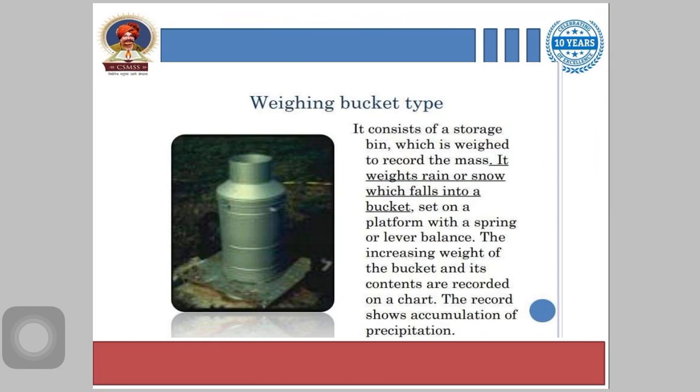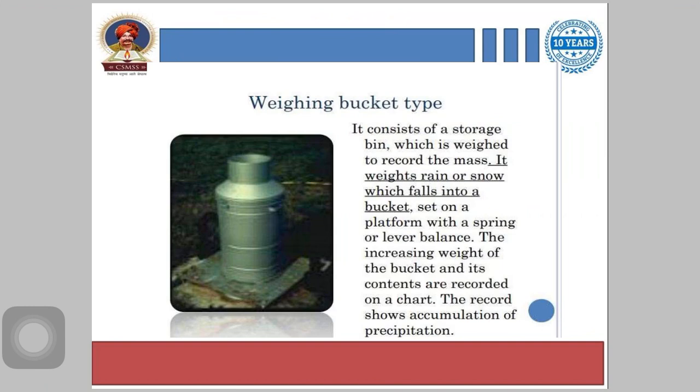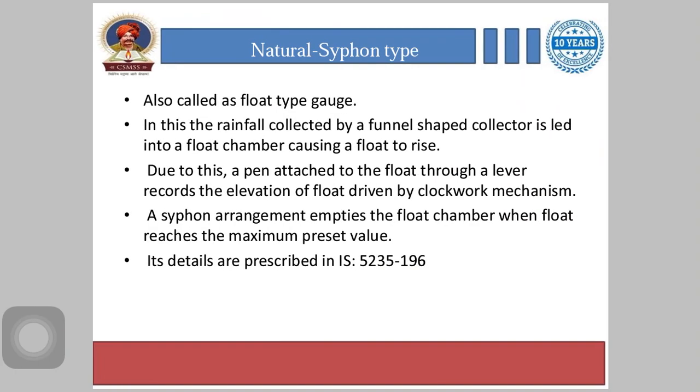This is the actual image of the weighing bucket type. It consists of a storage bin which is weighed to record the mass. It weighs rain or snow which falls into a bucket set on a platform with a spring or lever balance. The increasing weight of the bucket and its contents are recorded on a chart, and the record shows the accumulation of precipitation.